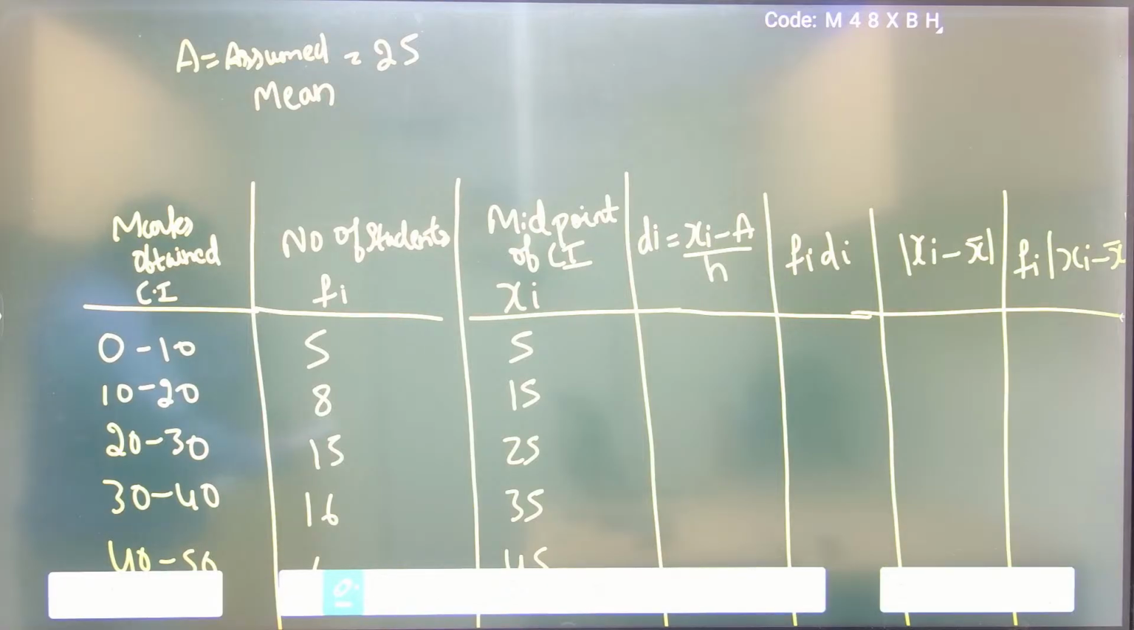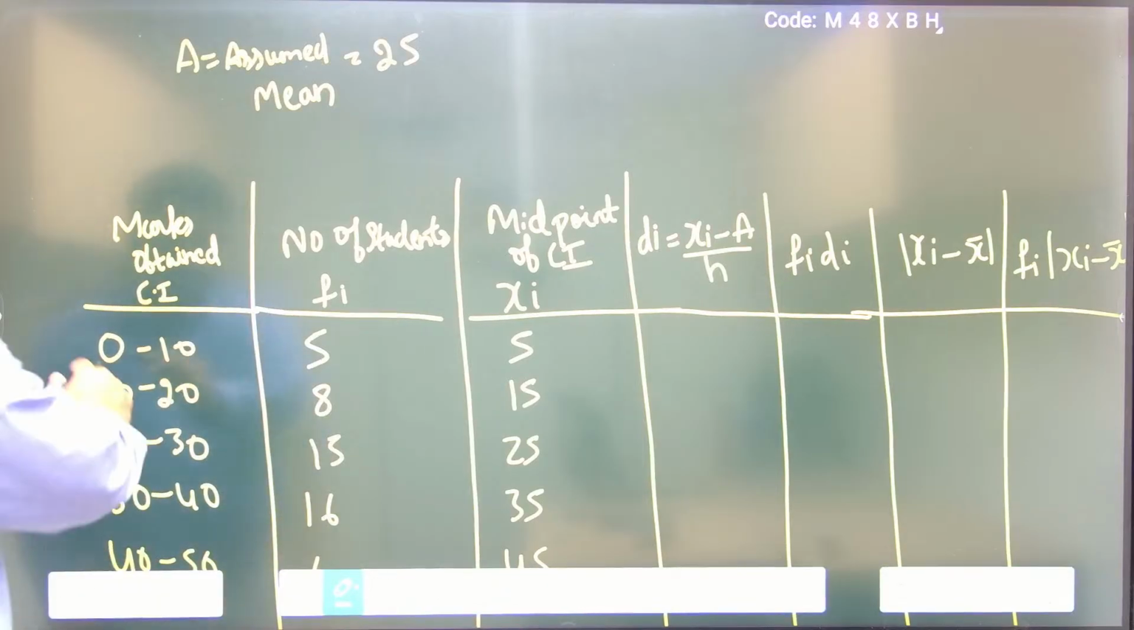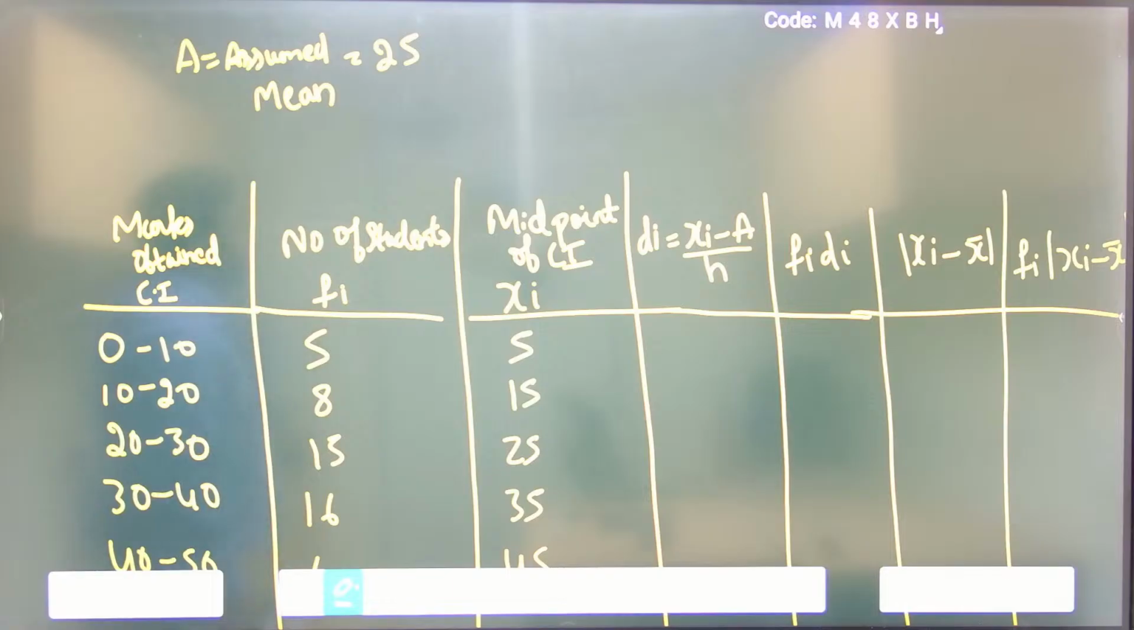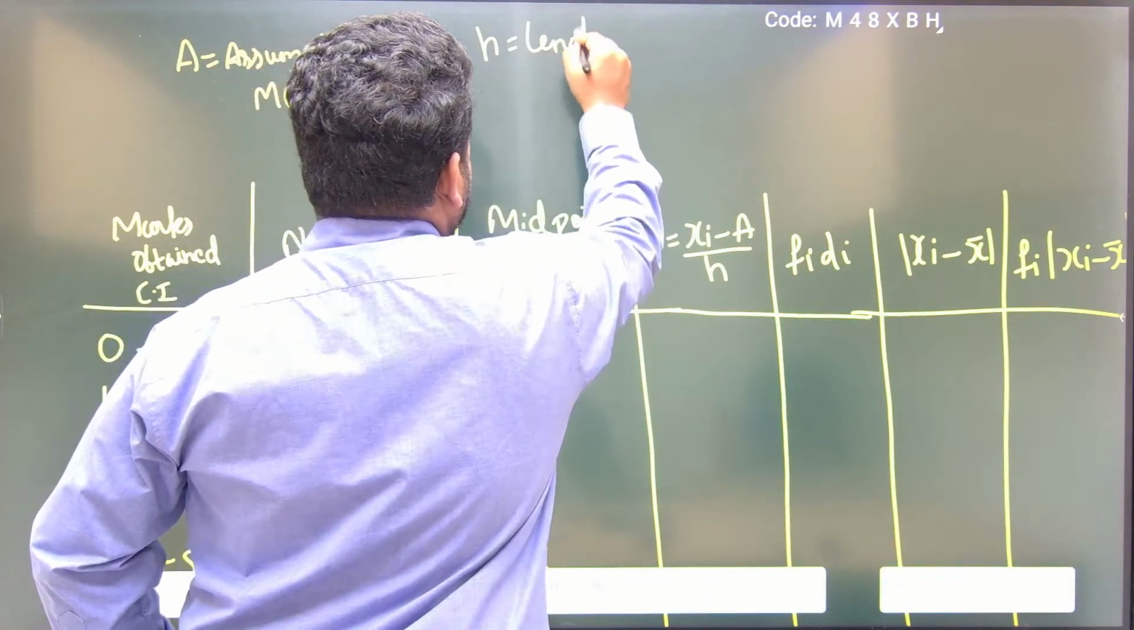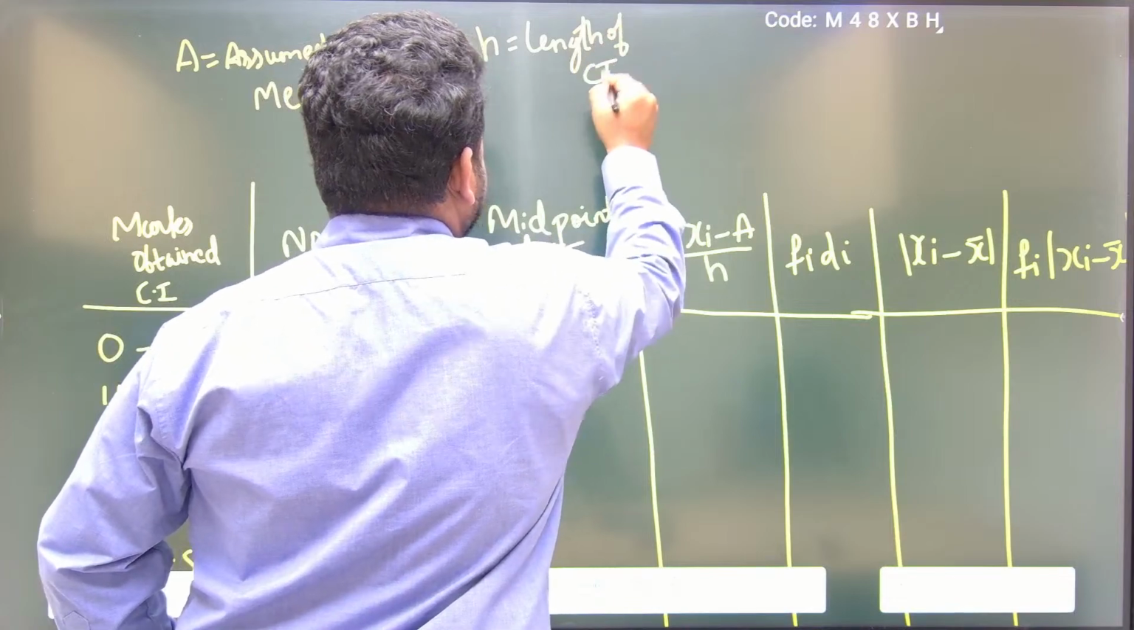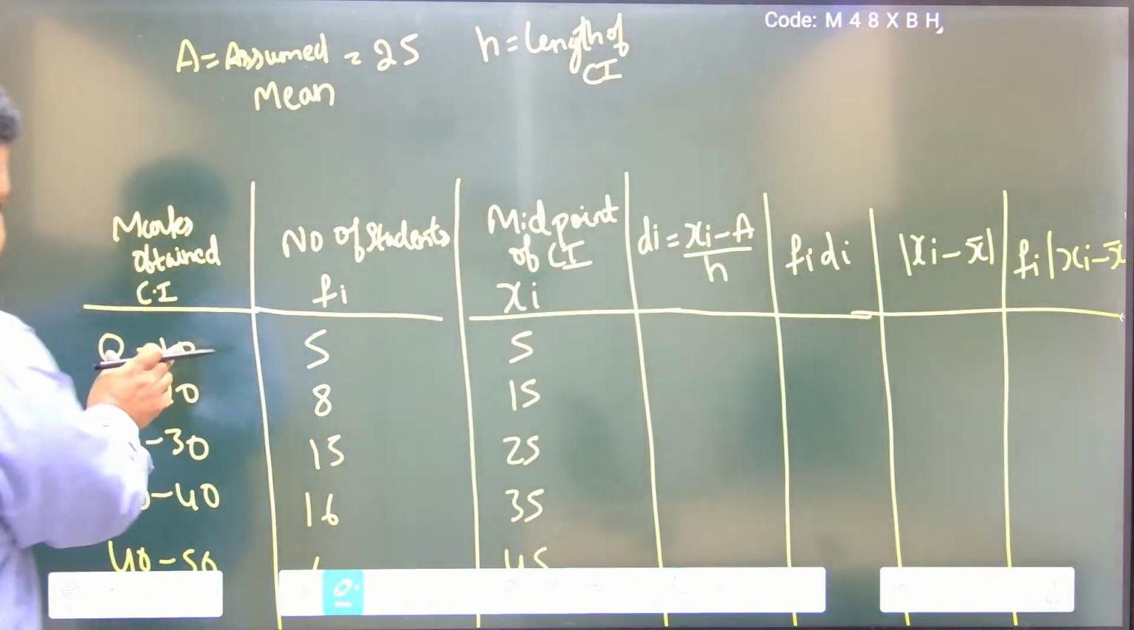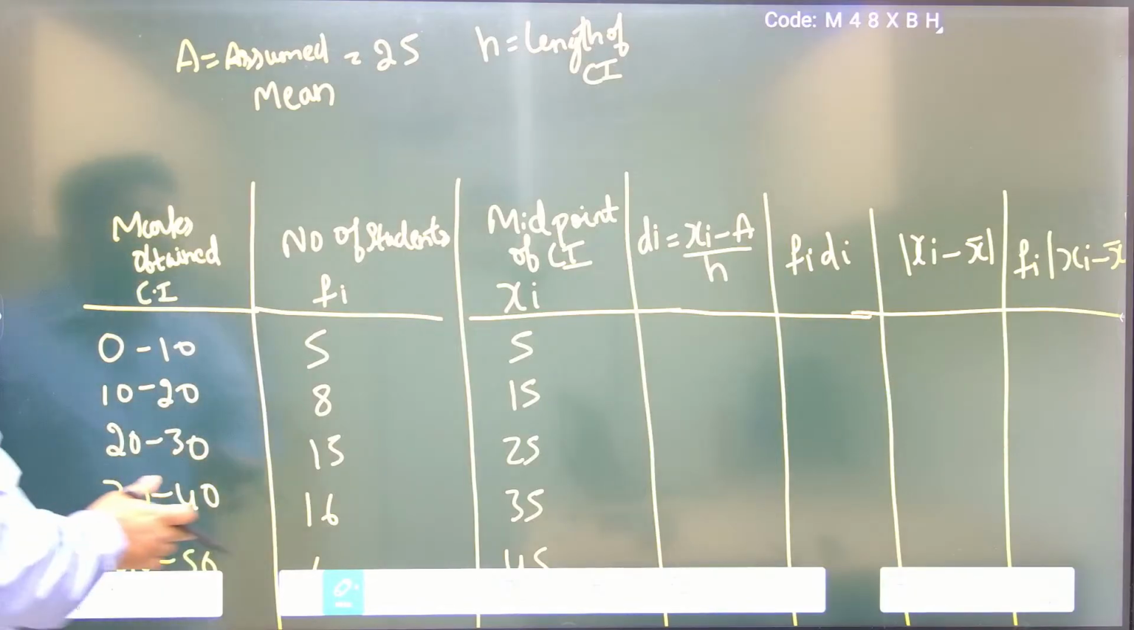Here h represents the step, that is the length of the class interval. What is the length of the class interval? 0 to 10, the length is 10. 10 to 20, the length is 10. So everywhere the length will be the same.